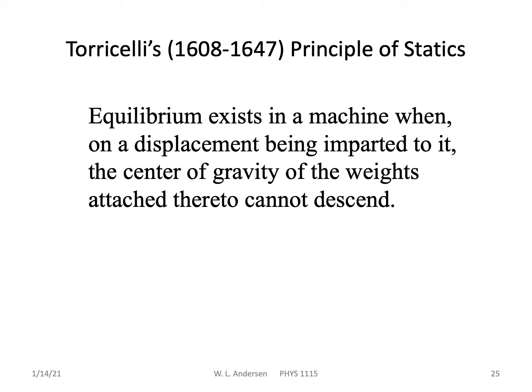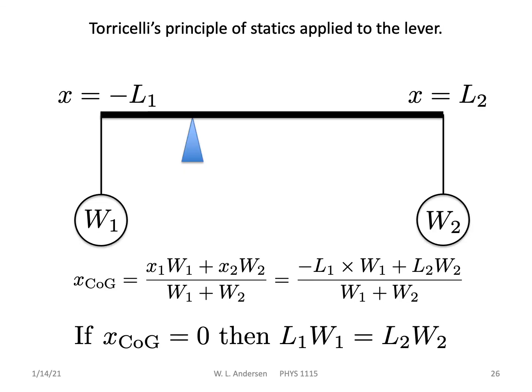Let's apply this to the operation of a lever. If we have a lever, as shown here, if it's to be in equilibrium, the horizontal center of gravity must be over the fulcrum, because otherwise, if the lever rotates, it can rotate in such a way as to lower the center of gravity. It's only right there at that blue fulcrum that the position of the center of gravity would not change.